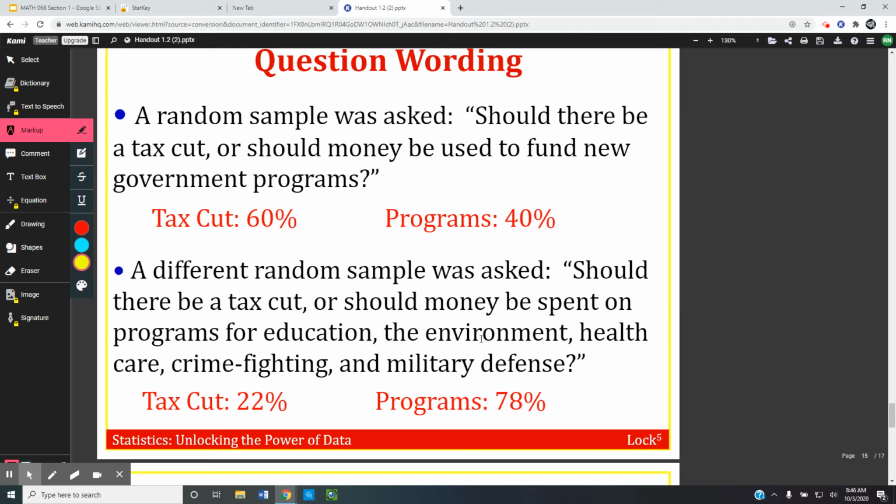They took the same question and reworded it. Should there be a tax cut, or should money be spent on programs for education, environment, healthcare, crime fighting, military defense? So we're being a little more leaning on the person's sense of right and wrong within their society. And look at the difference in the numbers. It went back to the same population. Tax cuts went from 60% down to 22%, and program funding went from 40% to 78%.